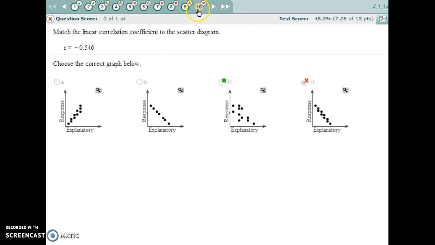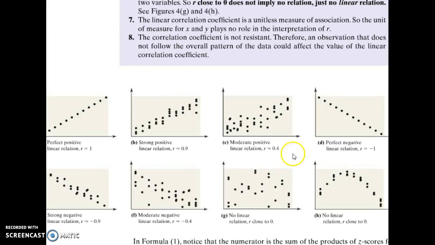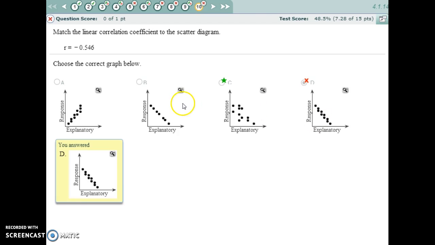For number 10 here, they give you a value for r. Notice it's negative. And before I say anything else, let's look at the pictures here on page 194. Positives are going to have an upward slope, like these 3. Negatives will have a downward slope like these 3. So anything that looks positive is definitely wrong. So it's going to have a downward slope.